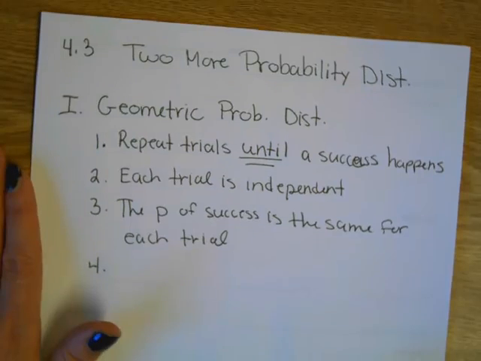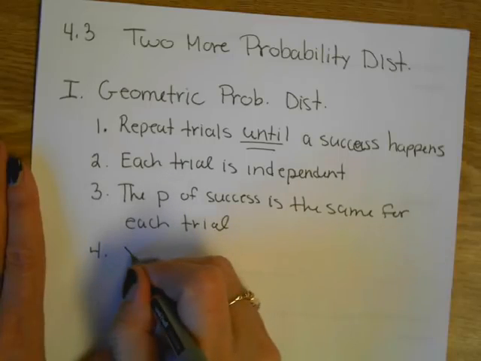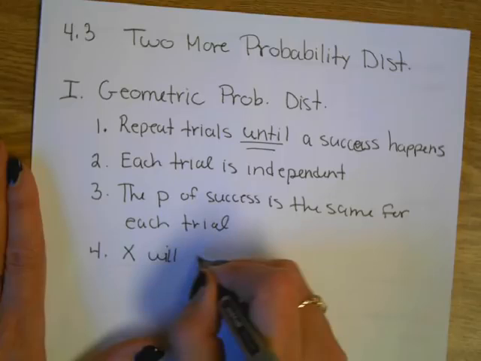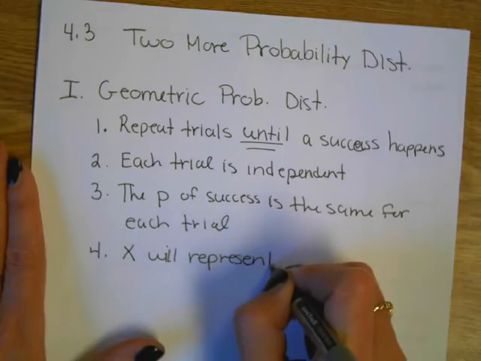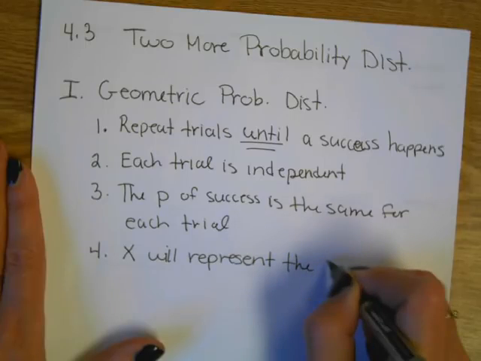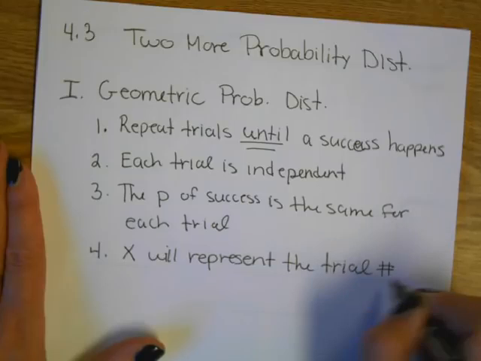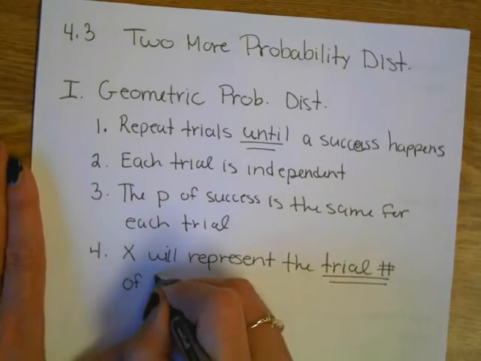And in this one, where x was the number of successes we had in binomial, now x is going to be the trial number where the first success happens. So x will represent the trial number of the first success.